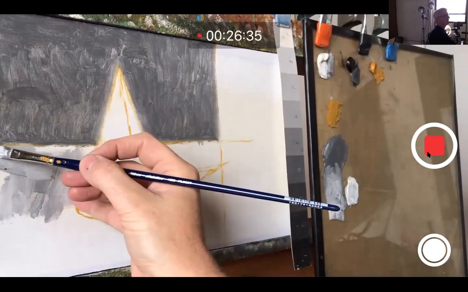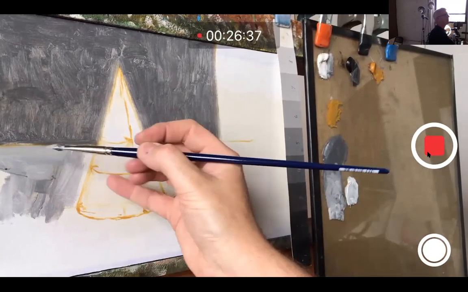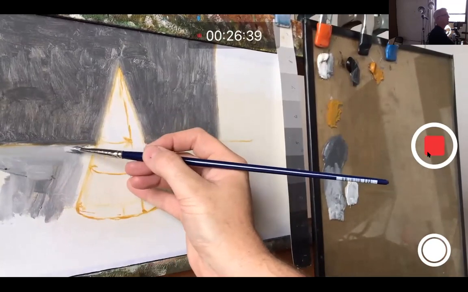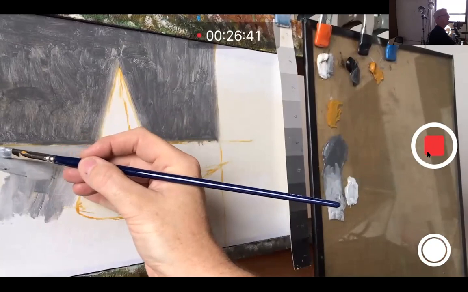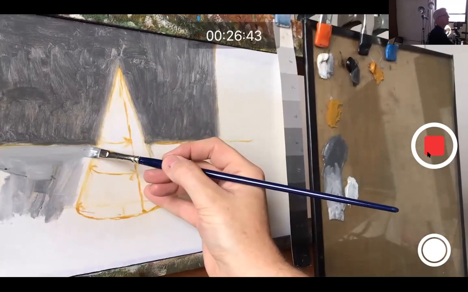Professor, which number brush are you using for now? This is a number 4. Can we use number 6 for this? Yes, you can use a number 6.